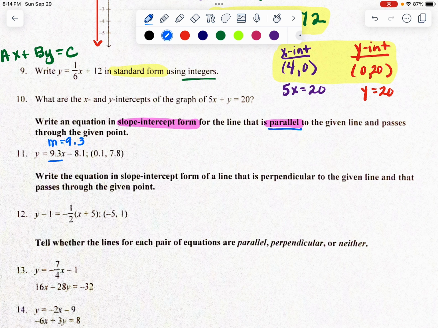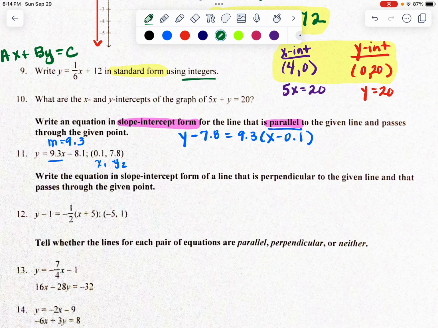So I'm just going to put it in point-slope form. y minus 7.8 equals 9.3 times x minus 0.1. Again, using point-slope form. I just happen to have nasty decimals. It's the same thing. I just complain about decimals because they're not my favorite.